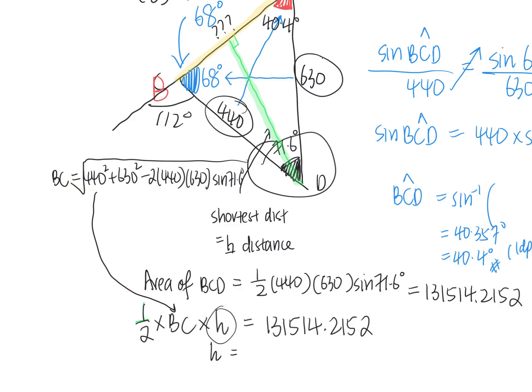So can I leave you to do the calculation? Go and calculate this. 131514.2152 divide by half, divide by the H. Ethan, if you cannot see clearly, you can move beside Krishvan. What's the H? Height. This one, the green one. So if you want to find this H, you use this, divide by half, divide by BC. BC you can find from here.